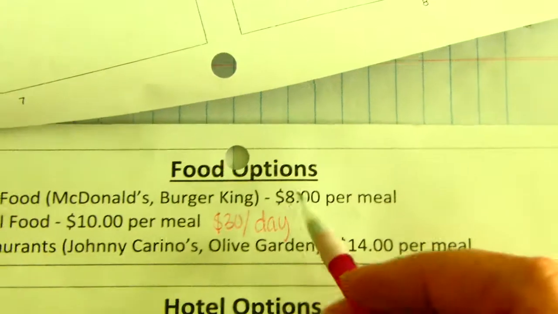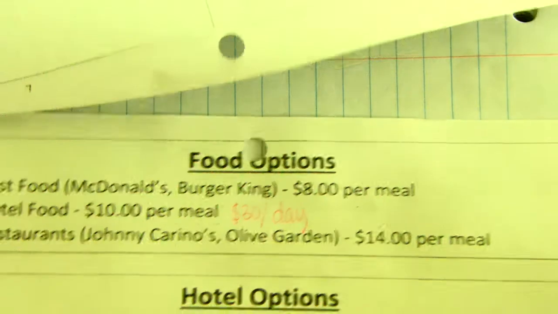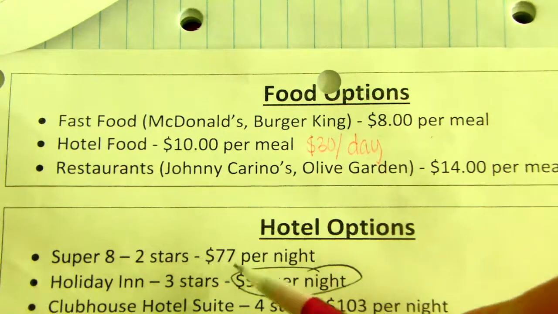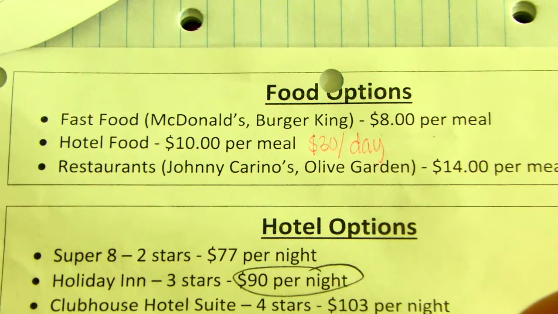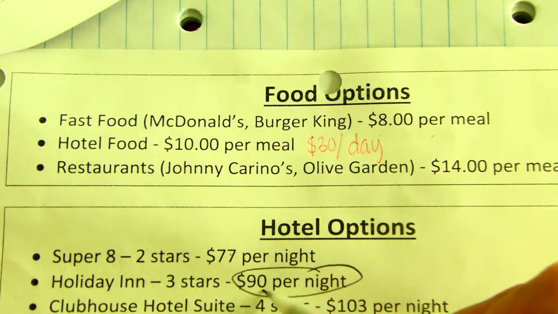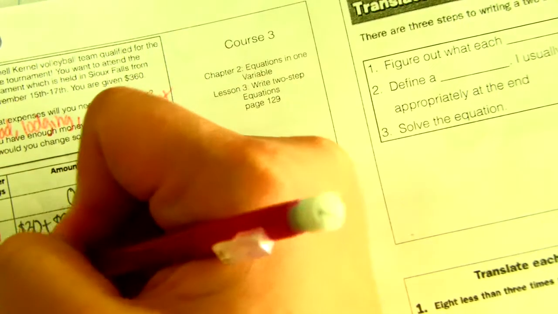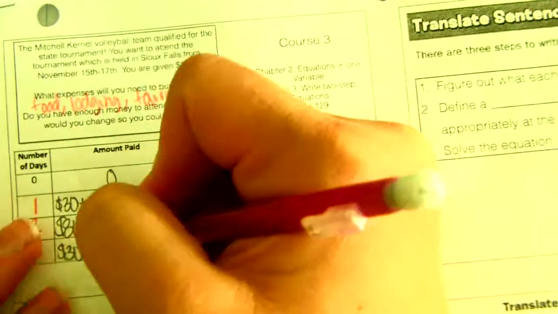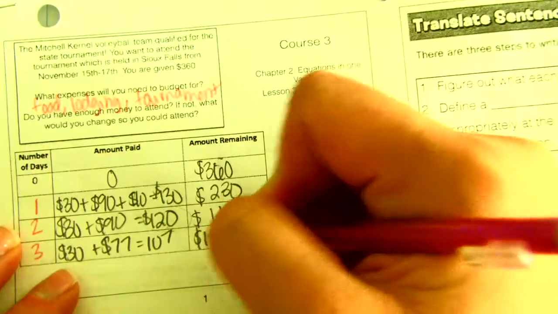So if I go to food and I do $8, that's $24. Still going to be shy. So it looks like I'm going to have to give somewhere. I could stay at a cheaper hotel, and that would save me $13. So if I do that, and I can still do hotel food, $30 in hotel food plus $77 at the Super 8, then that's only $107, and I'm left with $103.